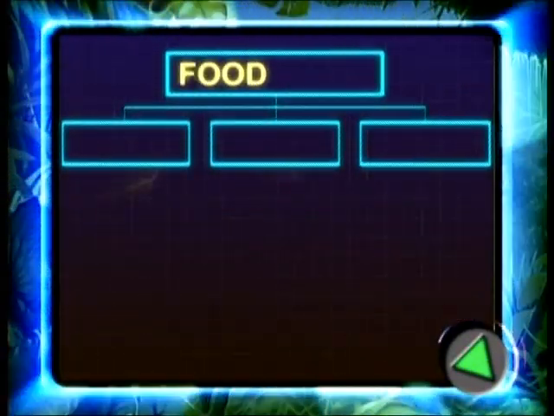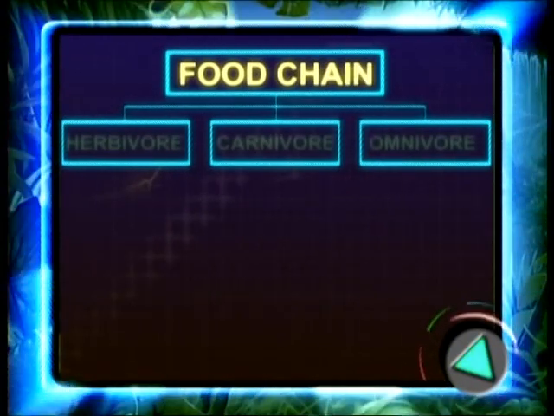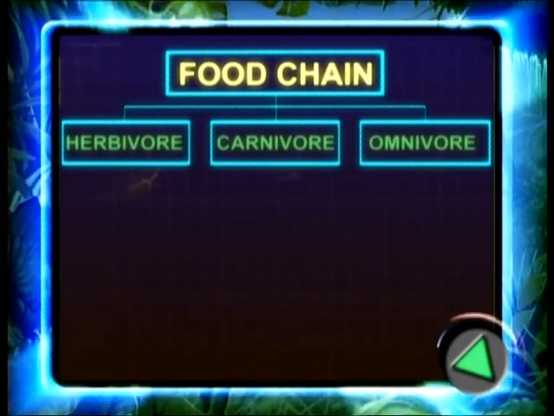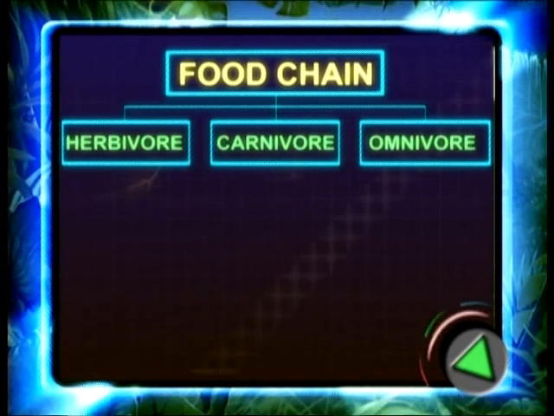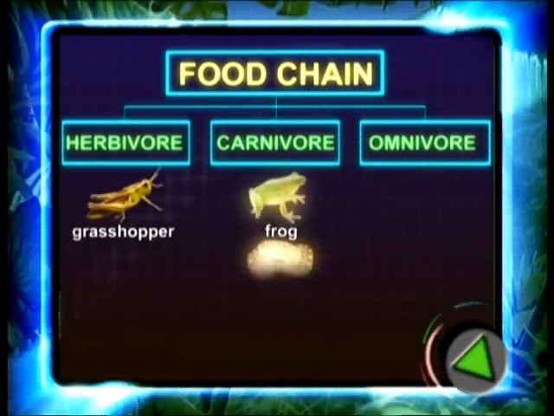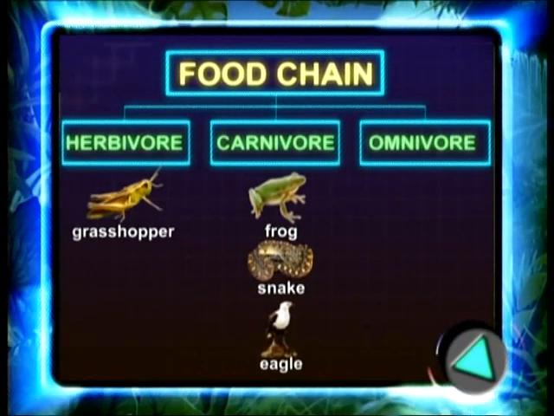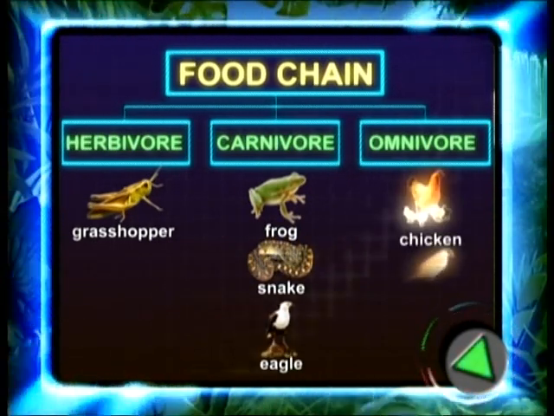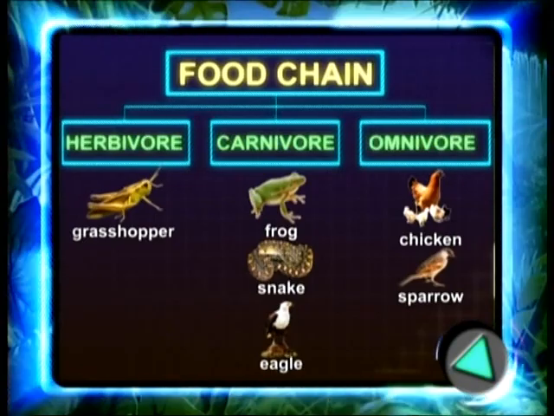From the food chain chart, we can see the type of animals found in the paddy field. The grasshopper is a herbivore. The frog, snake and eagle are the carnivores. The chicken and sparrow are omnivores.